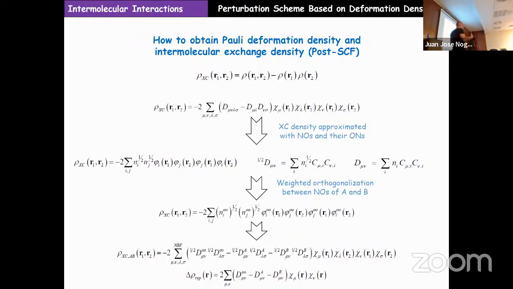Okay, we have a problem here. What is the problem? In principle, now I have exchange and correlation. So this is the exchange-correlation density instead of the exchange density only. But the problem here is that I don't have a simple way to represent this matrix.